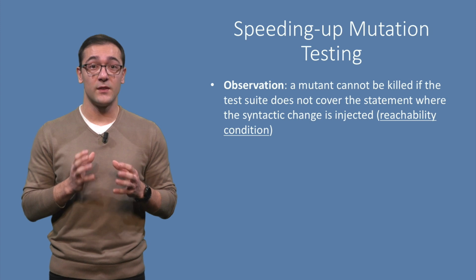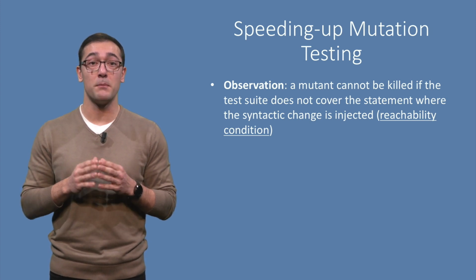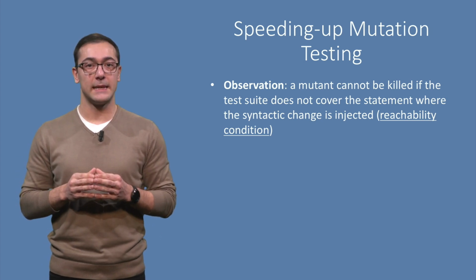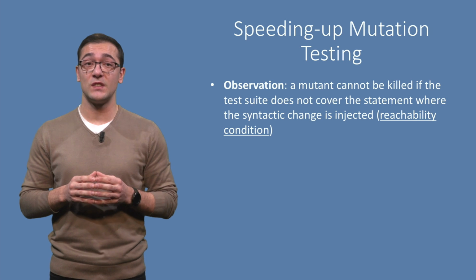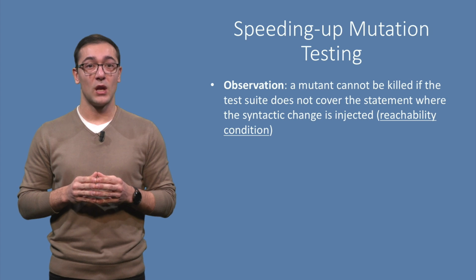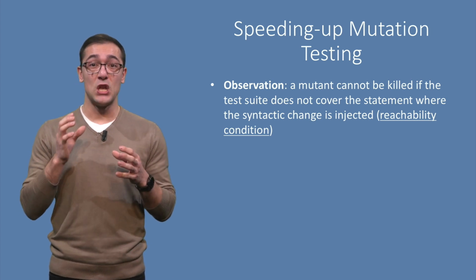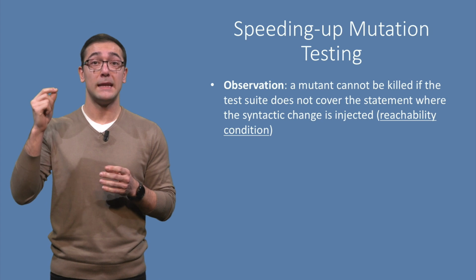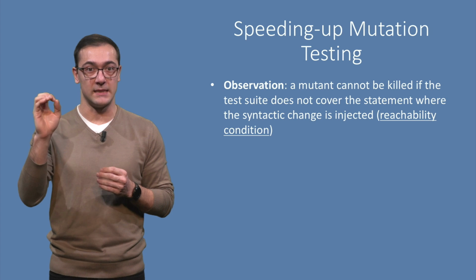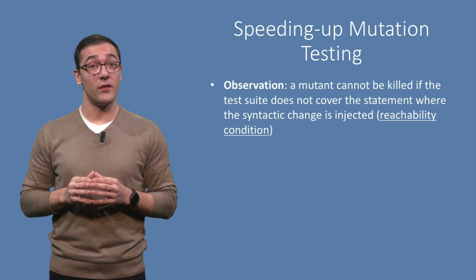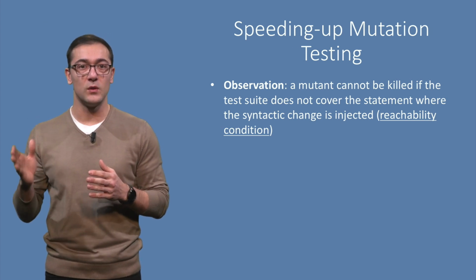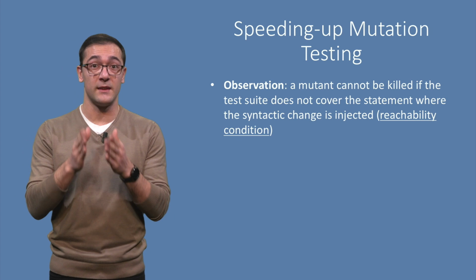Over the last decades, the researchers investigated multiple ways to reduce the cost of mutation analysis. A classical cost reduction technique consists in looking at the reachability condition. More precisely, we know that a mutant cannot be killed if the test suite does not cover the statement where the syntactic change has been injected. In other words, coverage is a necessary condition for killing the mutants. We cannot kill a mutant if we don't cover it at least once.